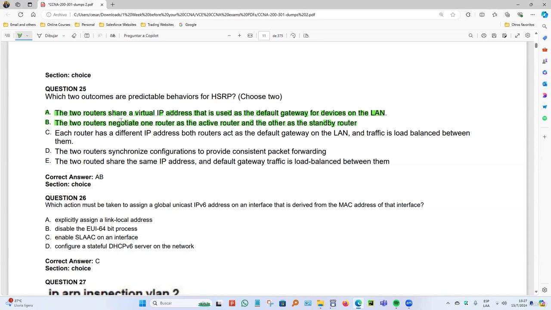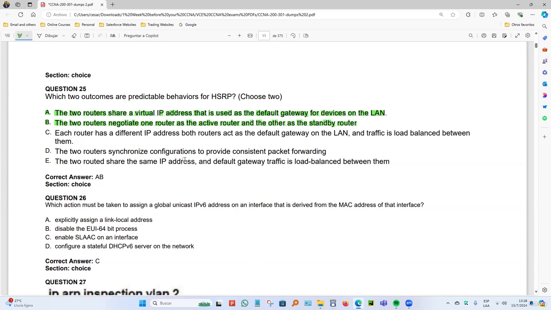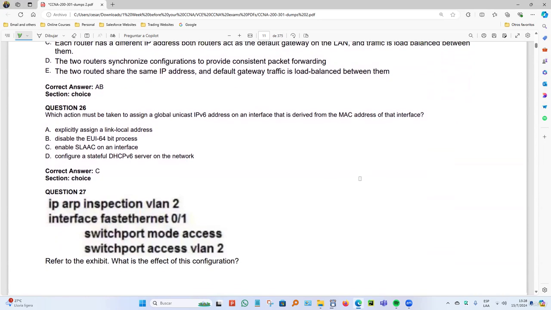We might be able to understand this better if we get a lab. Maybe I can work on that later as homework, try to figure out a lab for HSRP, maybe find a Packet Tracer lab and work with you guys along to complete that. But that's basically the theory that we need to dominate and understand. Okay, let's go with the next one.